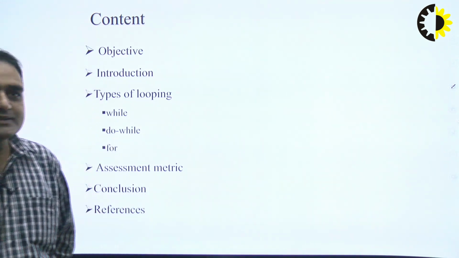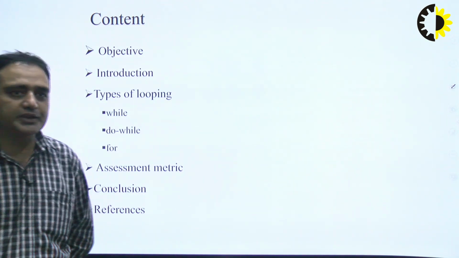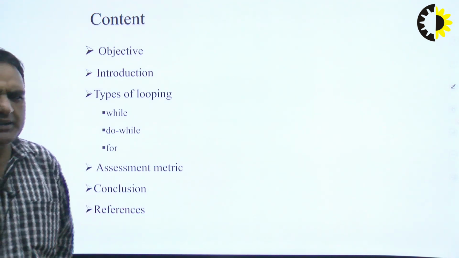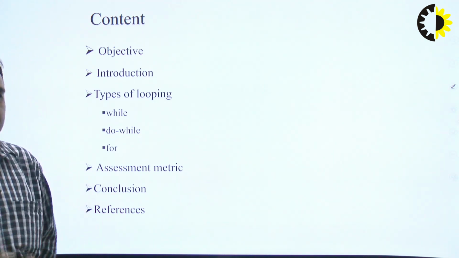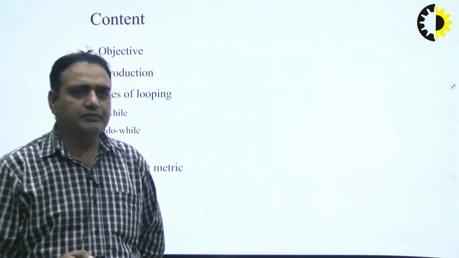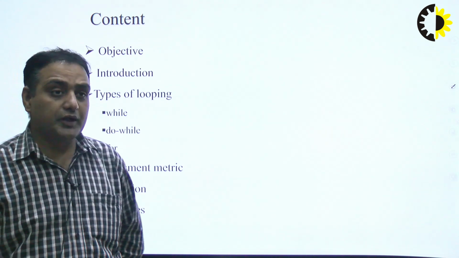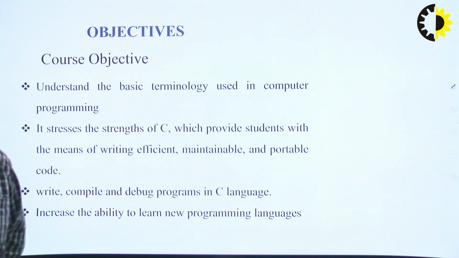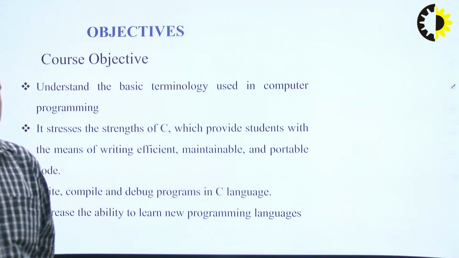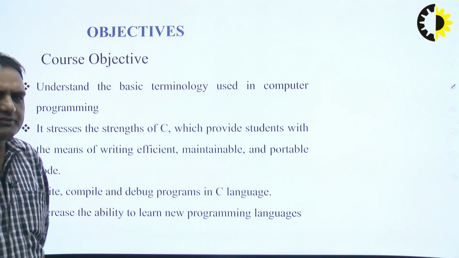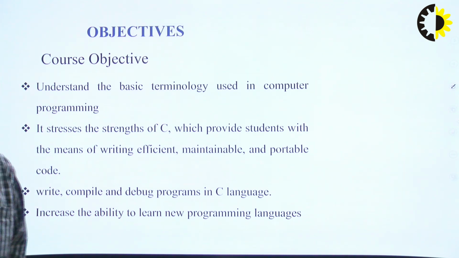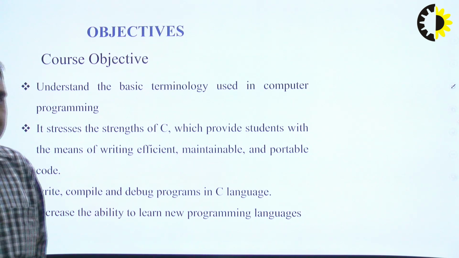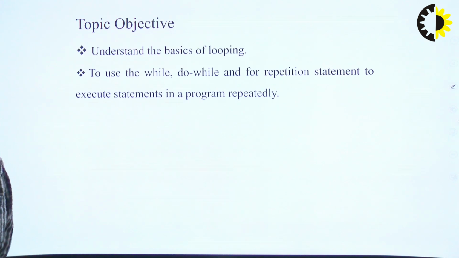There are some contents in loops: objective, introduction, types of looping (while, do while, for), assessment metric, conclusion, references. Here we are covering the for loop, while loop, and do while loop. Course objectives: to understand the basic terminology used in computer programming. It stresses the strength of C, which provides students with the means of writing efficient, maintainable, and portable code.